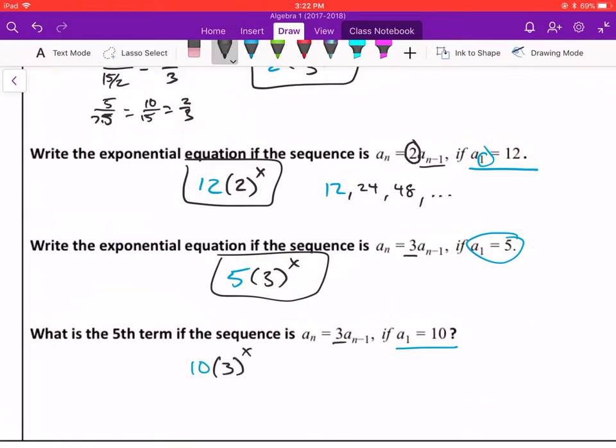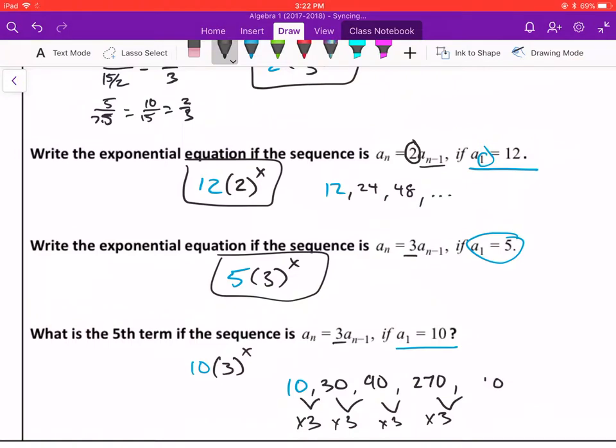But what that essentially means is you start with 10, and then you're multiplying by 3 every time when you continue that pattern. So 10 times 3 is 30. Times 3 is going to be 90. Times 3, 270. Times 3, it's going to be 810. And then what is the fifth term? We could stop there. Here's number 1, number 2, number 3, number 4, number 5. 810 is the fifth number in that sequence. 810 would be the number you're looking for there.